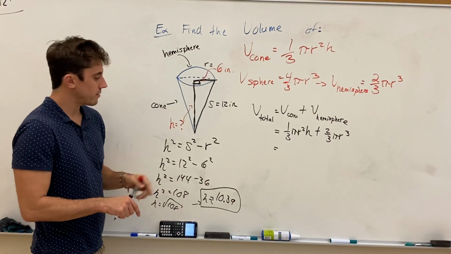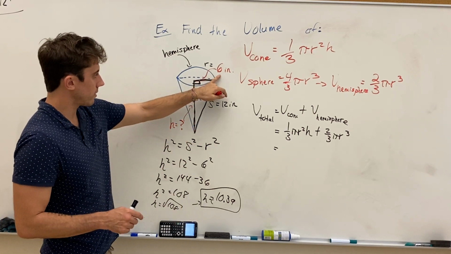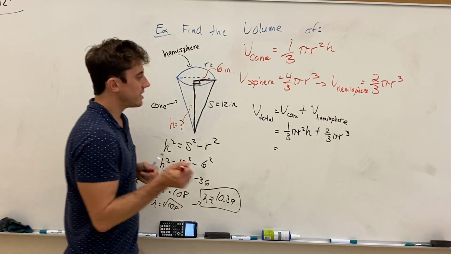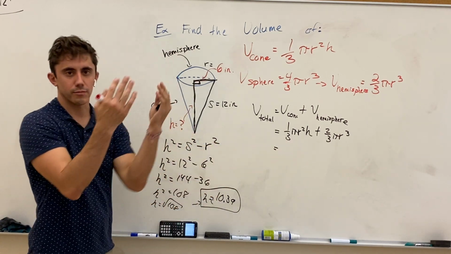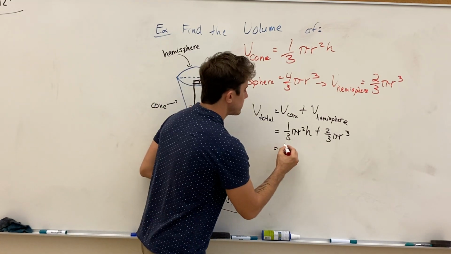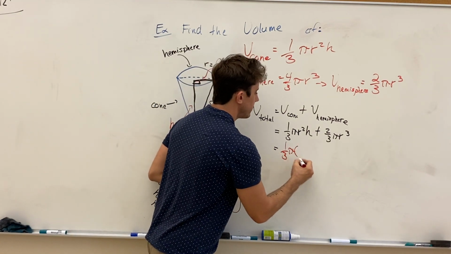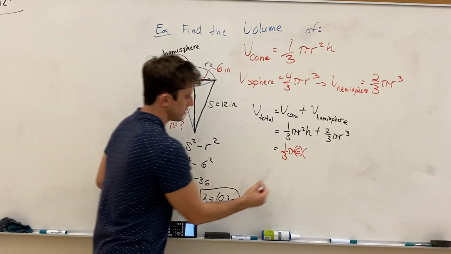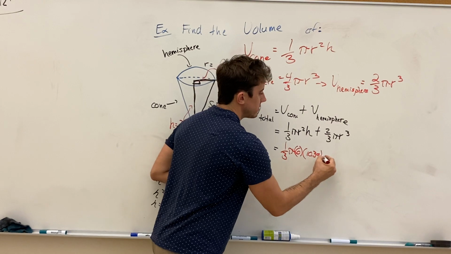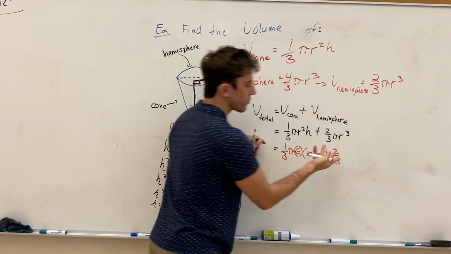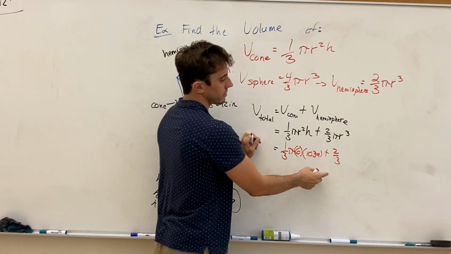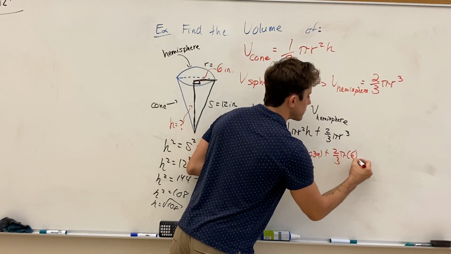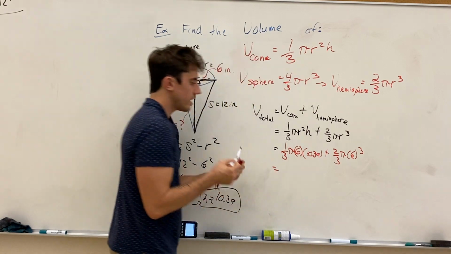So now that we found that, we can go ahead and plug in our values for r of 6 and h of 10.39. Anytime we put a value inside a variable, I like to put it in brackets to remind myself what I'm doing. And so we have 1/3 pi times (6) squared times (10.39), plus 2/3, again, a fraction is simply division, so in your calculator you're just thinking 2 divided by 3, times pi times 6 cubed.